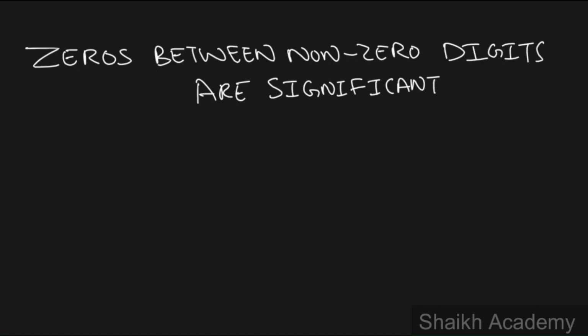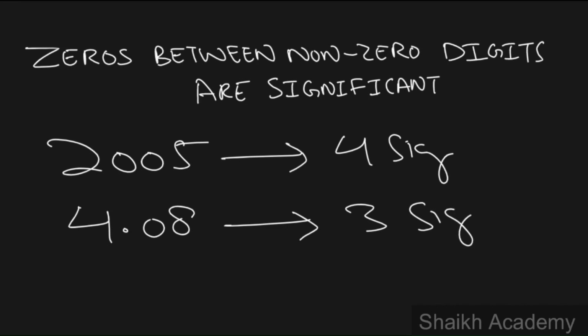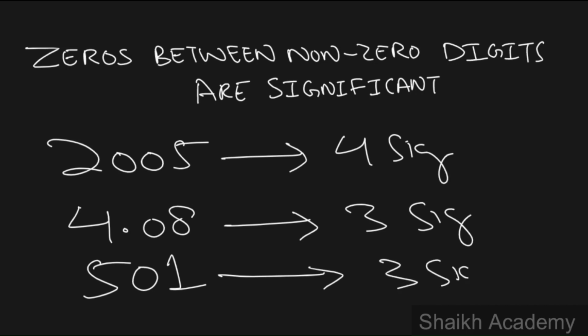Rule number 2. Zeros between non-zero digits are significant. For example, 2005 is 4 significant figures and 4.08 is 3 significant figures. Similarly, 501 is 3 significant figures.